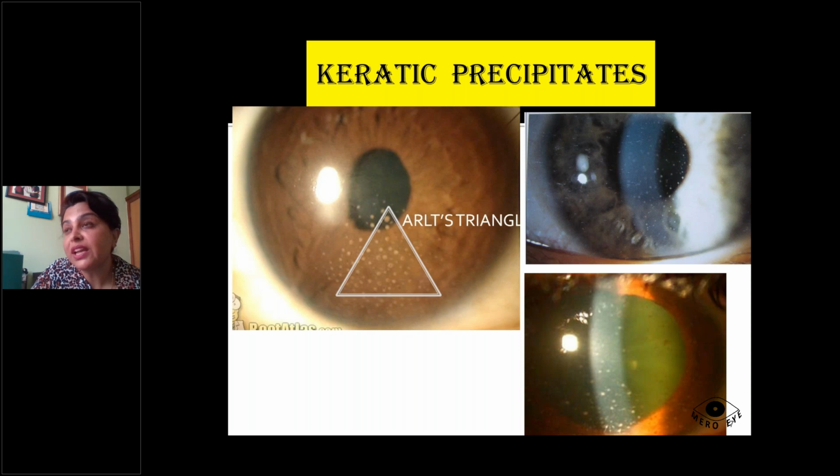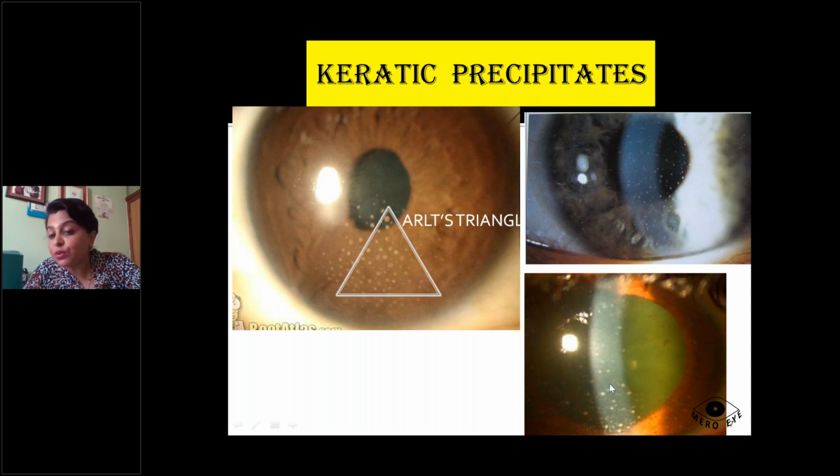Now, as I told, in the endothelium we are cautiously looking at the keratic precipitates, which are the inflammatory cells deposited on the corneal endothelium. They are classically supposed to be deposited in an inverted triangle pattern, but this may not happen many times. If they are deposited diffusely, that's also a clue for us to keep in the differential diagnosis that the uveitis in this particular case could be because of sarcoid, Fuchs, or leakage.